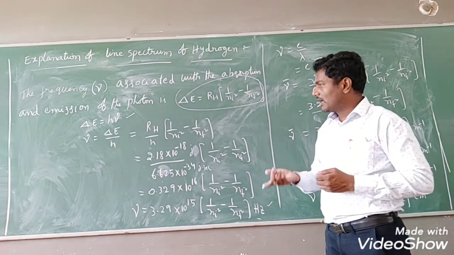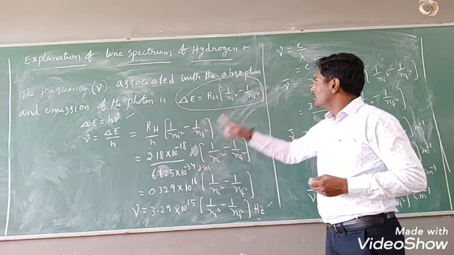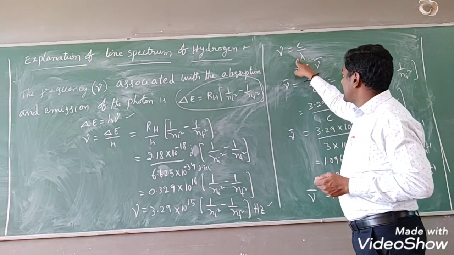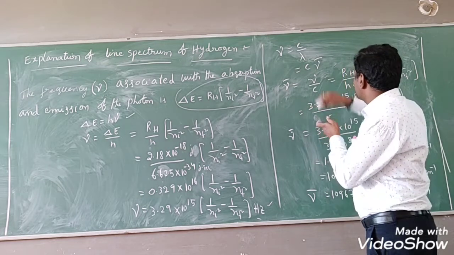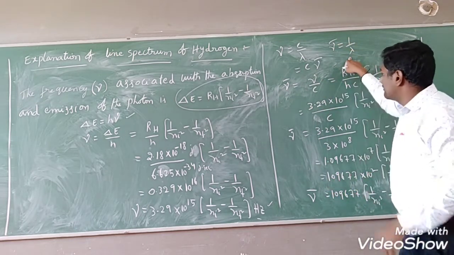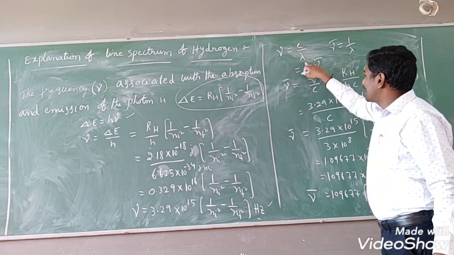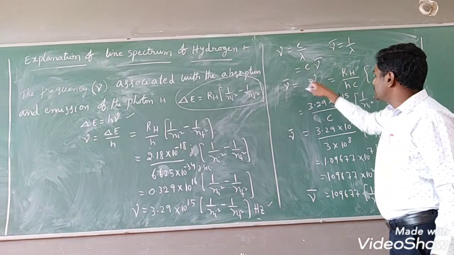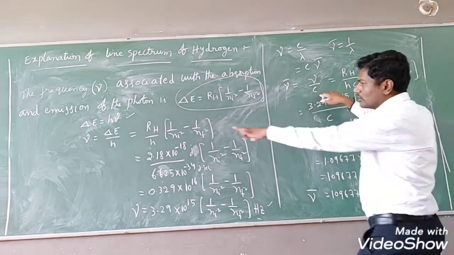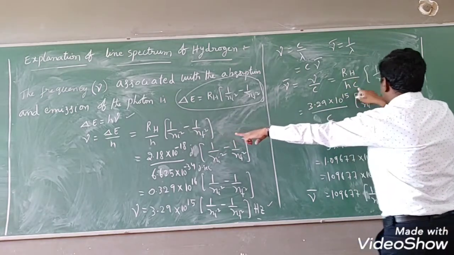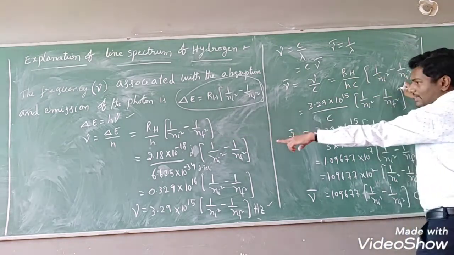Wave number is nu bar. Frequency is nu. What is the relation? Nu equals c by lambda. But 1 by lambda equals nu bar. What is the meaning of nu bar? 1 by lambda, the reciprocal of wavelength, right? So c into 1 by lambda is c nu bar. Yes, nu bar equals nu by c. The nu value we know, students, is RH by h times 1/Ni² − 1/Nf².